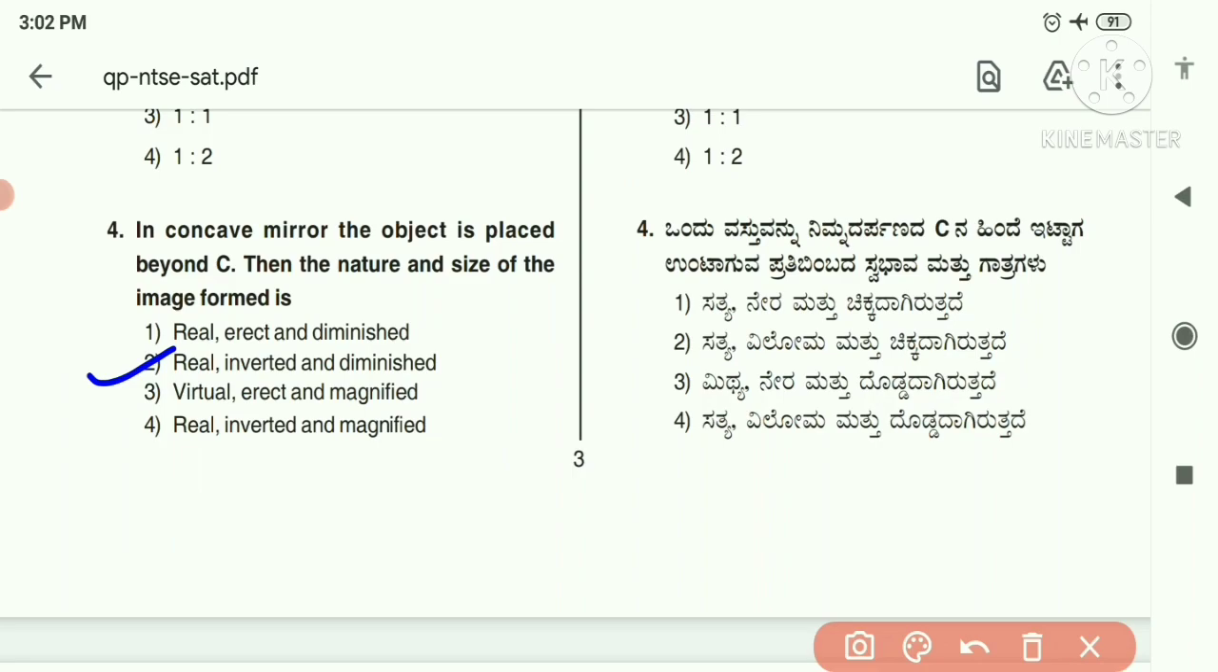Real, inverted and diminished. Real means it can be caught on the screen. Inverted, A dash B dash, and diminished means A dash B dash is less than AB. Okay, next question we have to go.